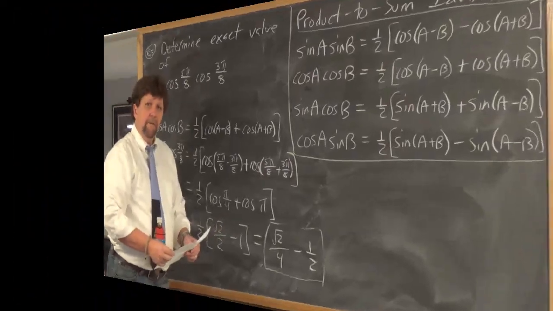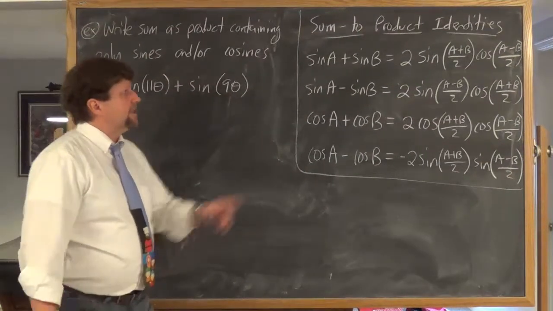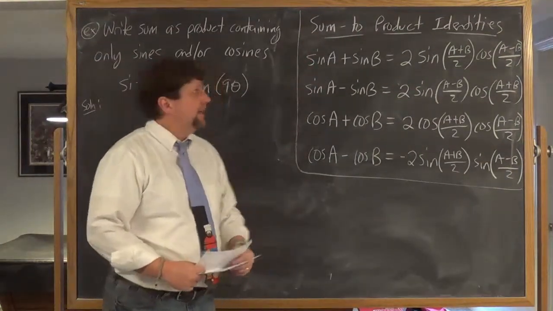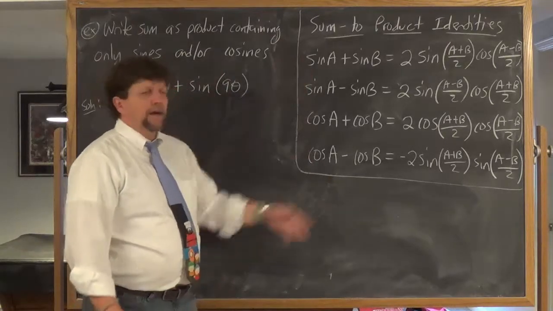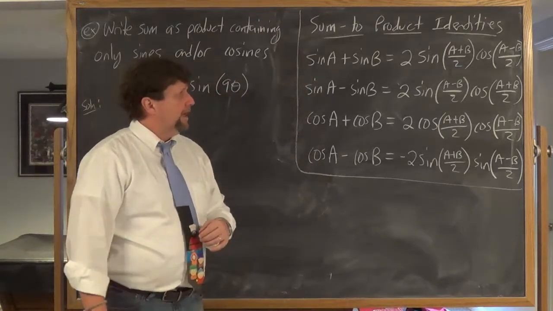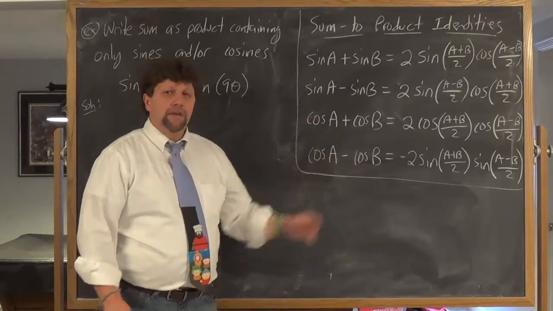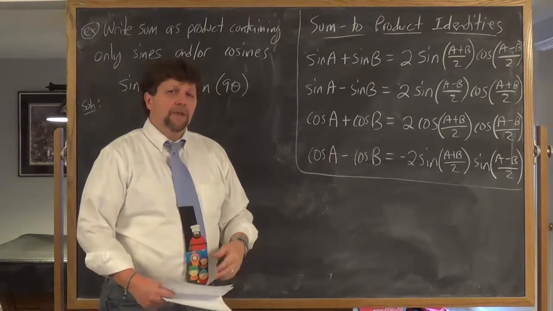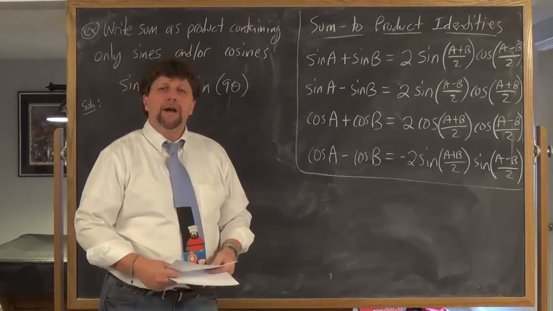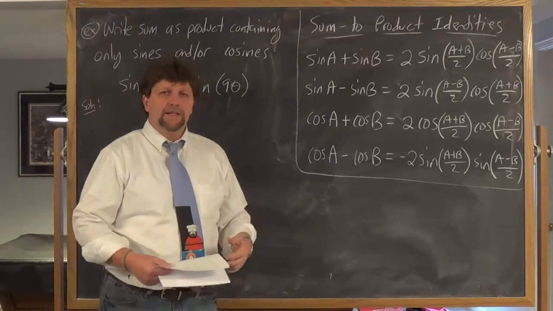And that's it for that example. All right, next up is a look at the sum to product identities. Here they are. Those are the 4. Just like the product to sum identities, you do not have to commit these to memory. We're just going to see if we can learn how to use these identities.